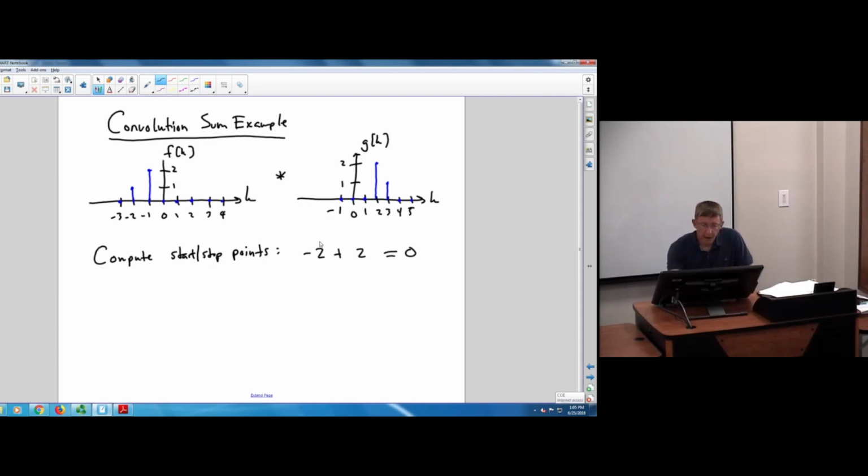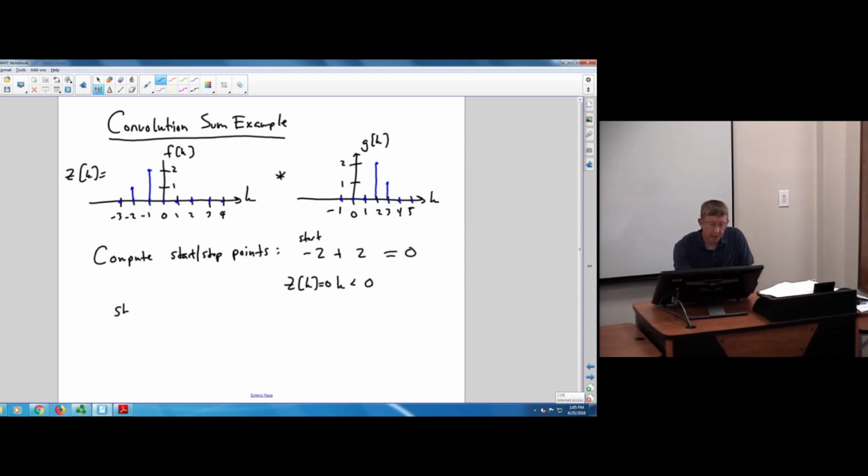So after we do this convolution, what should we call it? Let's just call it Z of K. Z of K equals F of K convolved with G of K. So Z of K for K less than 0 has to equal 0. This point right here is the first chance it might be non-zero. So that was kind of like the starting point.